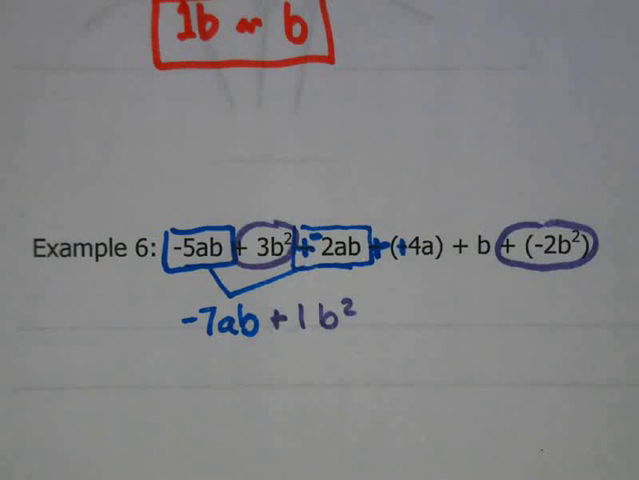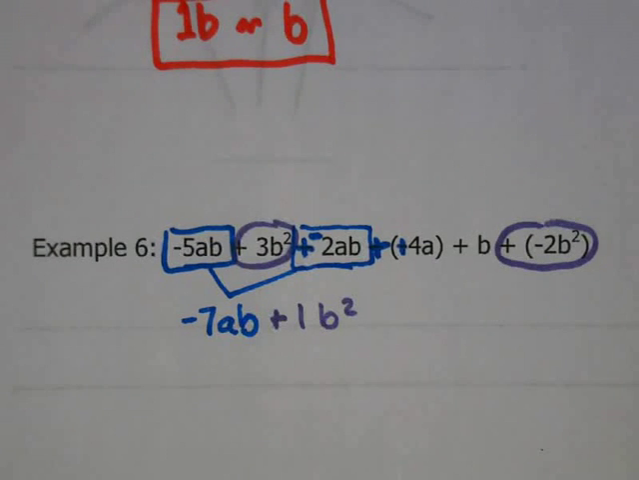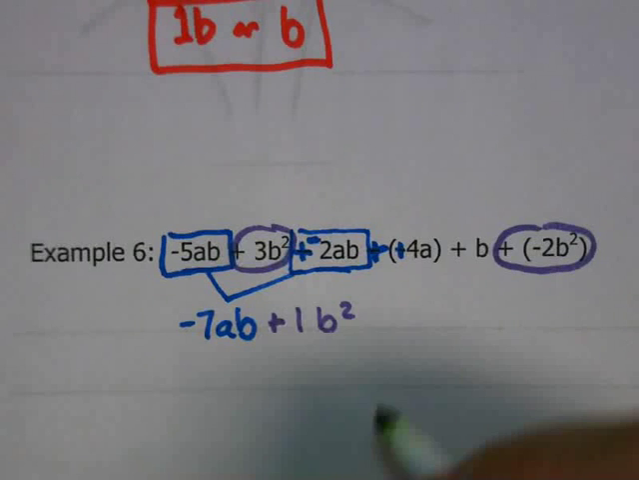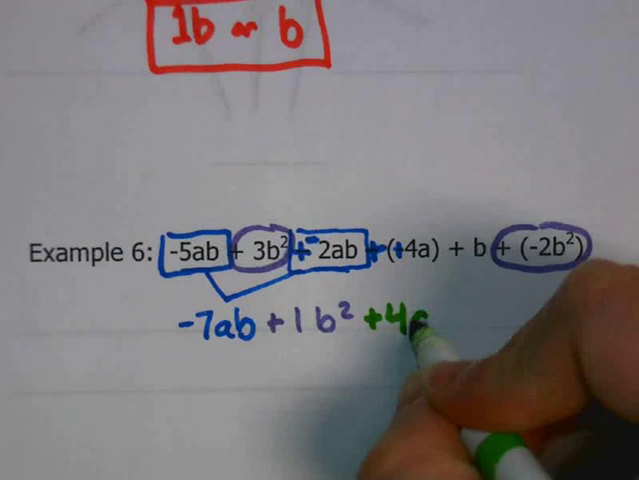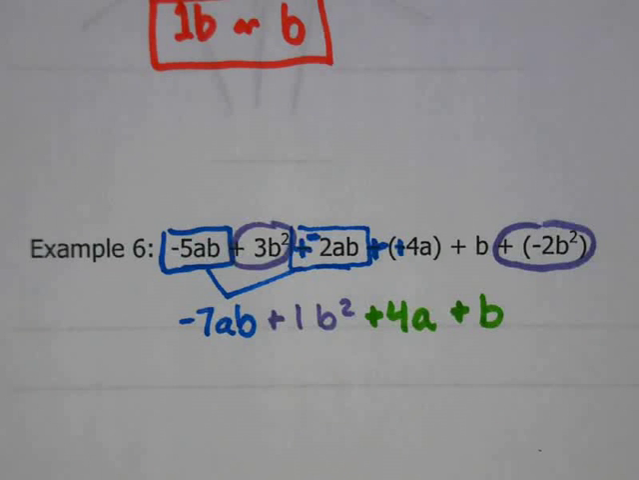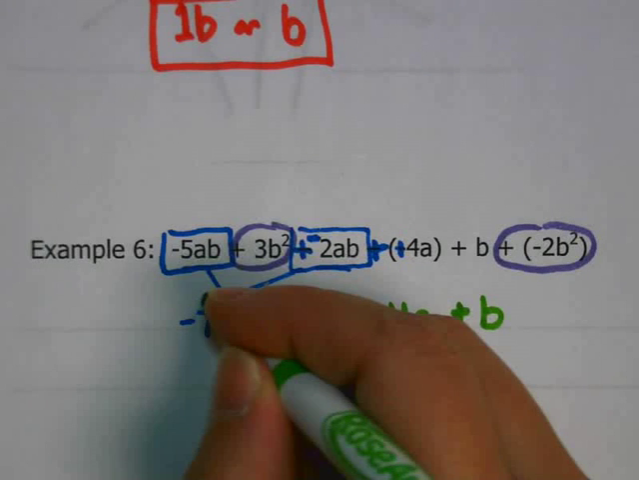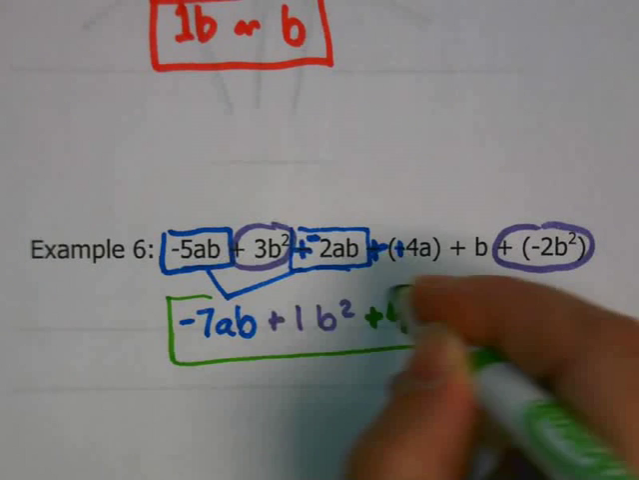And then what do we have left over here? We've got 4 a's and we've got a b. Can I combine those? Oh, a and b aren't the same variable. They're not like terms, so guess what? I just copy them down. And I'm done. I've got ab's, b squareds, a's and b's. I can't combine any of those because they're not exactly the same variable. So I'm done.